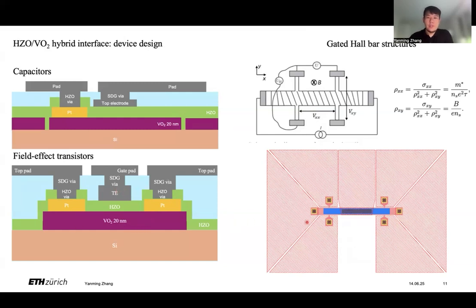For these field effect transistors, we also designed some gated Hall bar structures, shown here, to allow for investigating the magnetotransport properties. Basically, in the presence of a strong magnetic field, the charge carriers will be deflected to the edges of the Hall bar, resulting in a Hall effect. The Hall effect is very useful to understand transport properties like carrier mobilities and carrier densities, and it is also very interesting for understanding the magnetic properties of VO2.